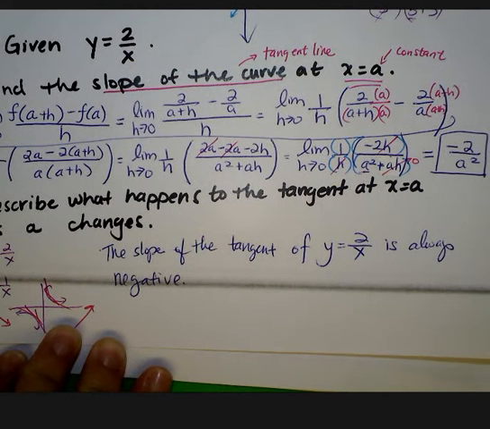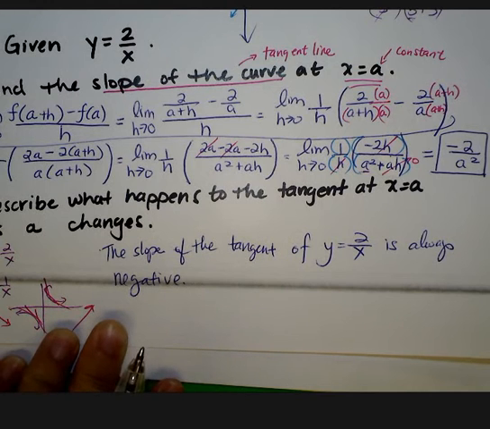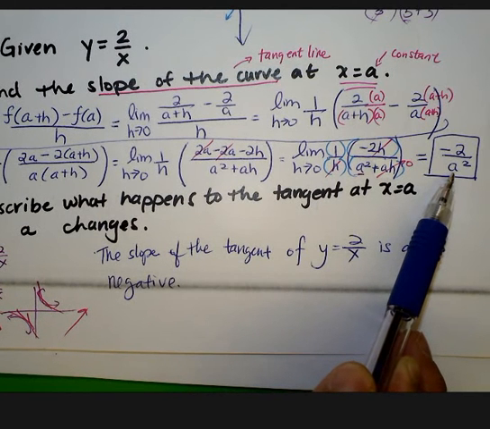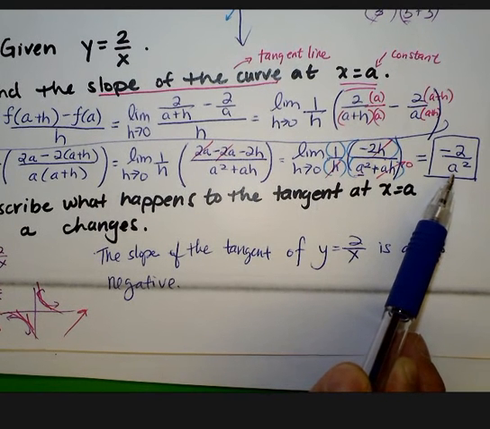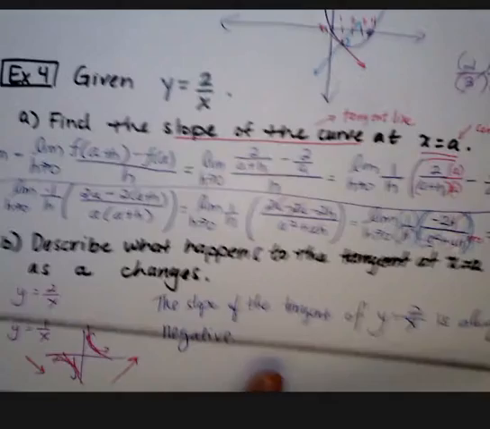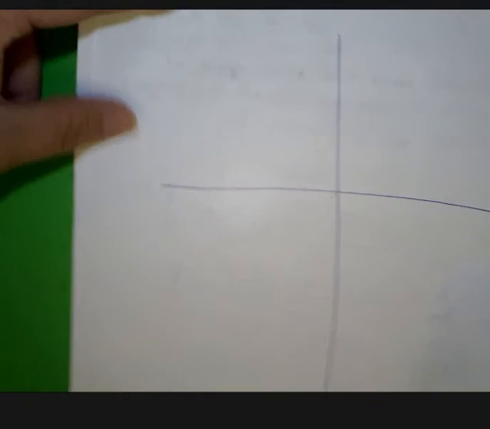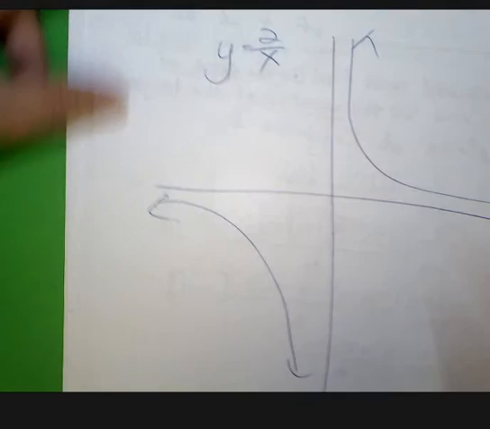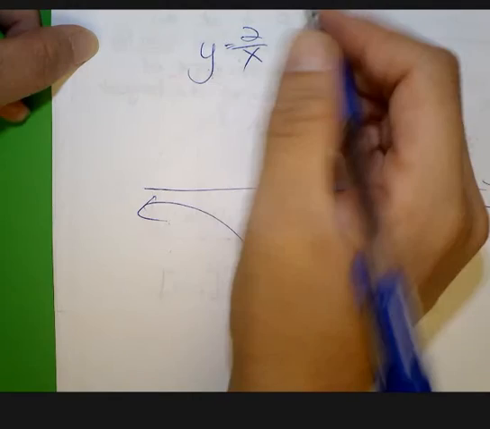But what happens as x changes? Oh, as a changes. A can be any constant for the x value. So let's think about what happens as I'm going to just draw this. The slope of the tangent is always negative. Okay, so let's think about when x is very, oh, sorry.